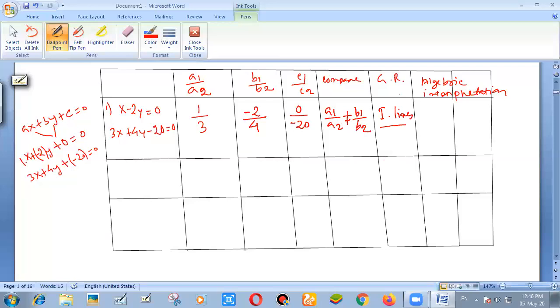Now see, what do you mean by algebraic interpretation? Algebraic interpretation means, when two lines intersect with each other, then they have only one solution. Yesterday I told you, when two lines intersect each other, then they have only one solution. This is the algebraic interpretation. That means how many solutions you have. Clear? Yes.